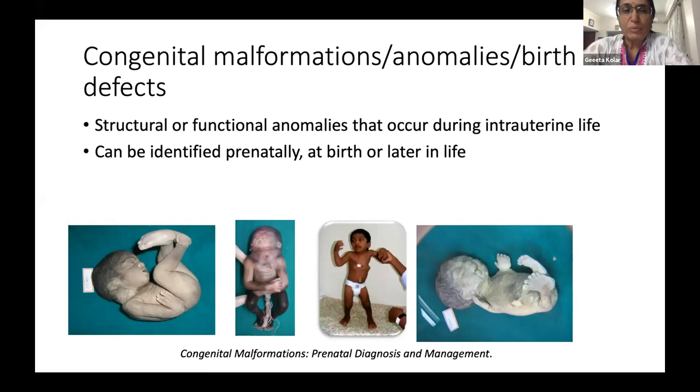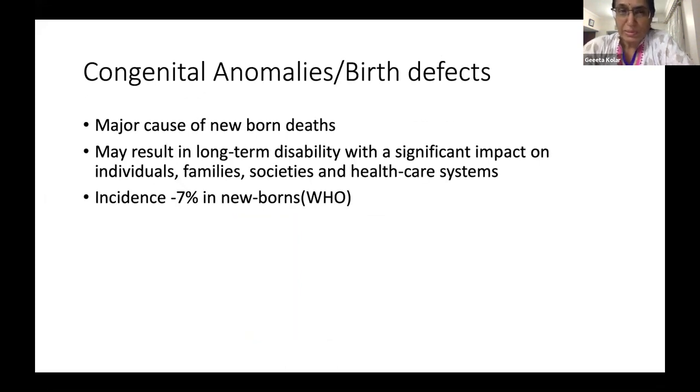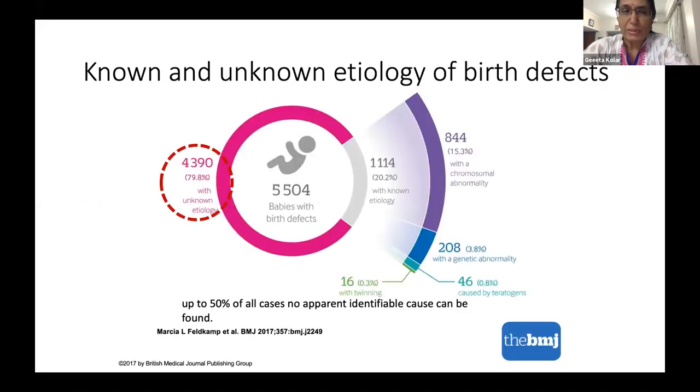If you define the word congenital malformation, it's any structural or functional abnormalities that occur during intrauterine life, and it should be able to be identified prenatally. It may be identified at birth or later in life. But these are major causes of newborn deaths. That's why we need to know about them. They may result in long-term disability with a significant impact on not only the individual, their families, societies, and the healthcare systems. The WHO quotes the incidence of these birth defects as 7.7%.